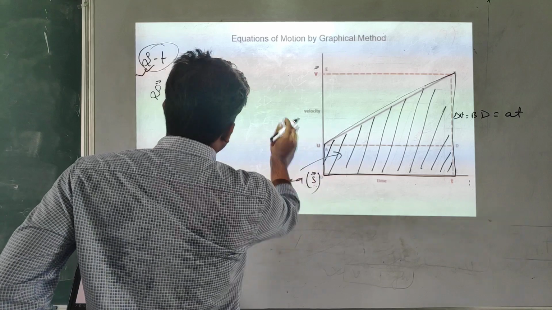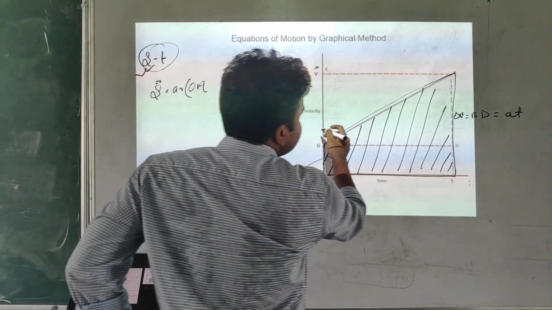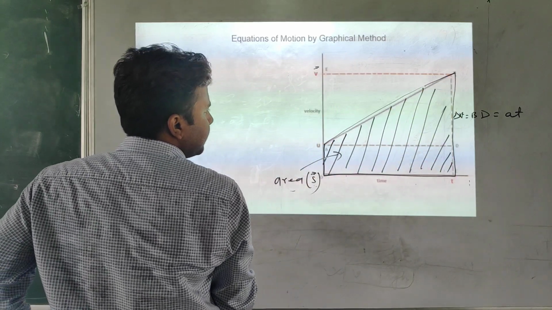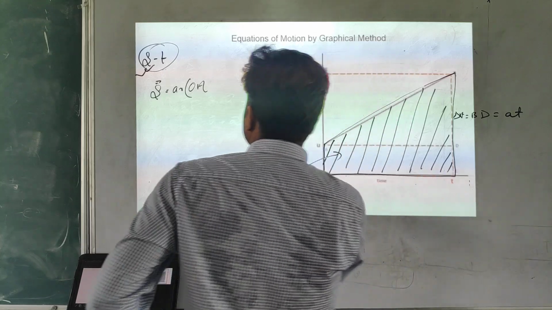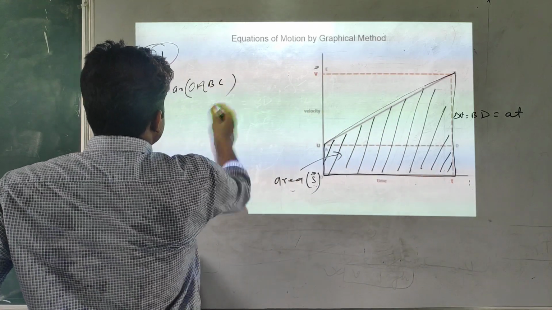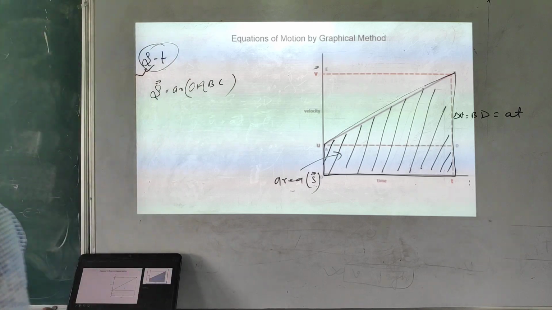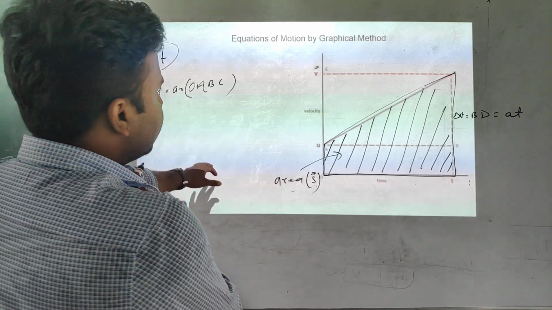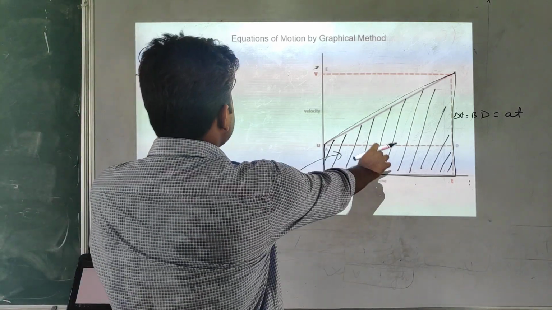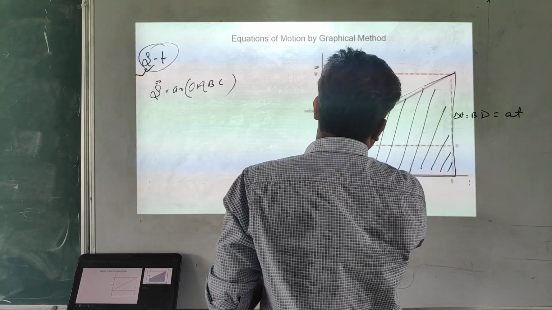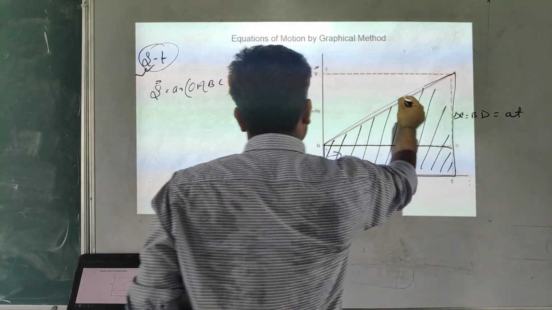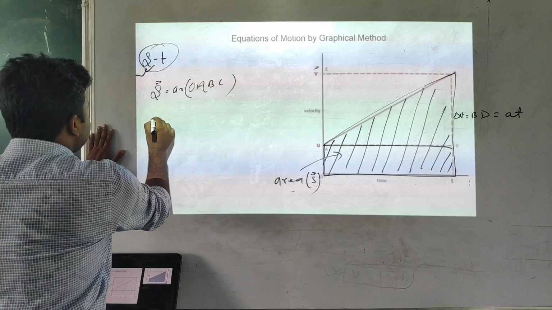What is the name of this? OABC. Area of this trapezium OABC. Now if you want to find the area of this, what can you do? You can divide this area into a triangle plus this rectangle. So what can we write?